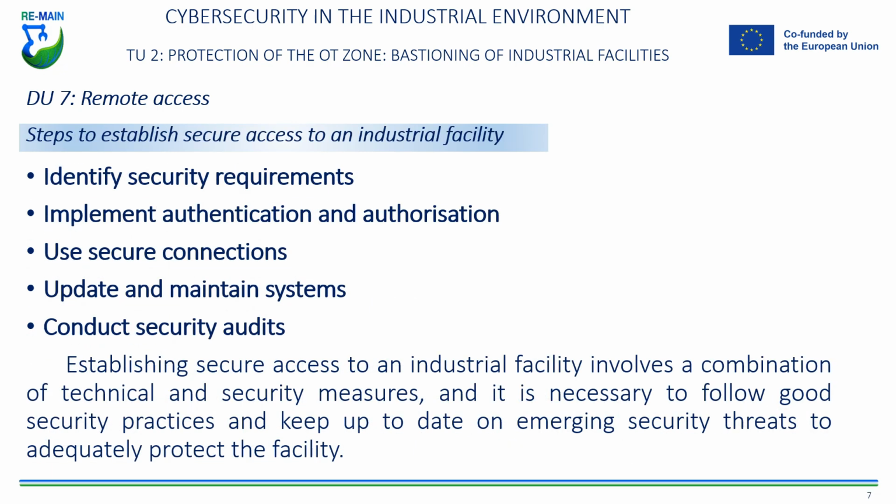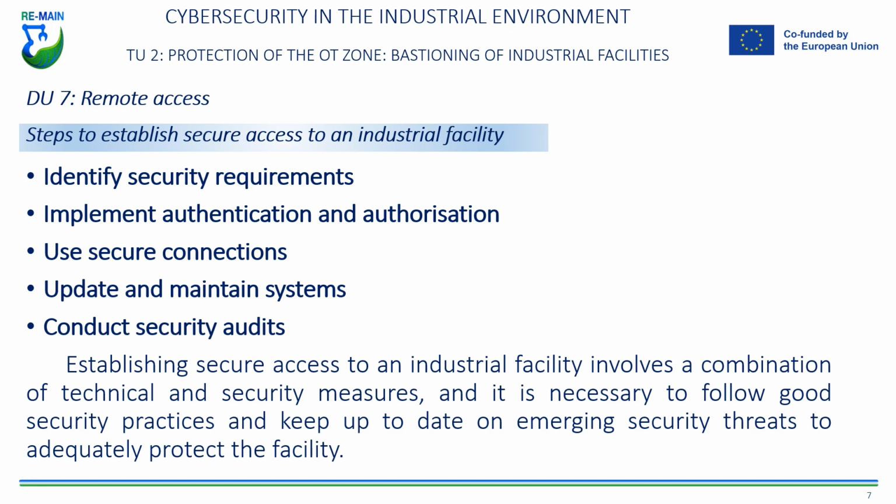Establishing secure access to an industrial facility is crucial to protecting the facility's systems and equipment from security threats. Below are some steps that can be taken to establish secure access. Identify security requirements. It is important to determine what information and systems are critical to the operation of the facility and what levels of security are necessary to protect them.